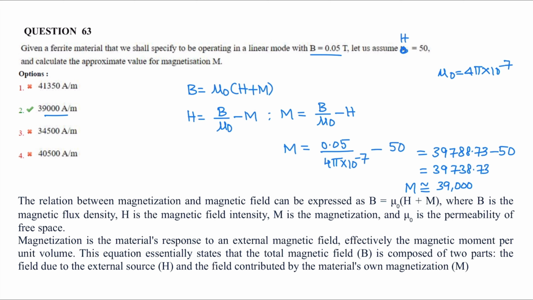Magnetization. So let us see the note point here. Magnetization is a material response to external magnetic field, and this equation consists of two parts, that is field due to external sources H and the field contributed by the material's own magnetization.